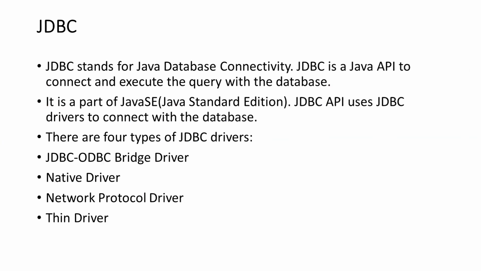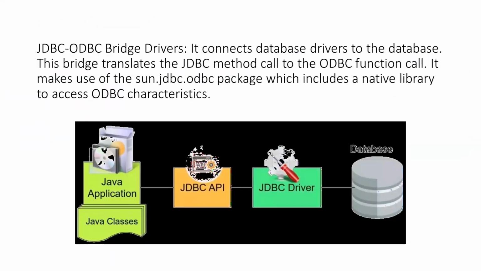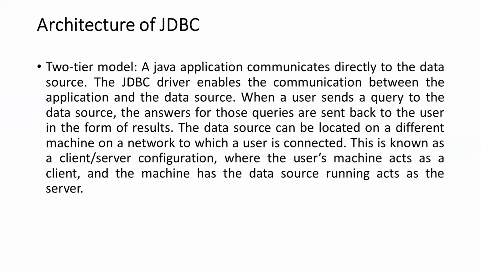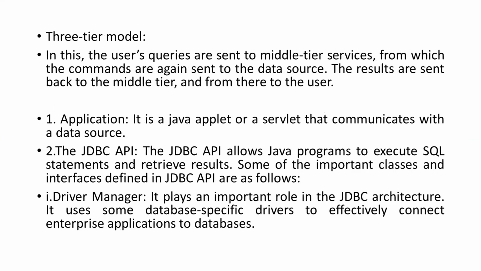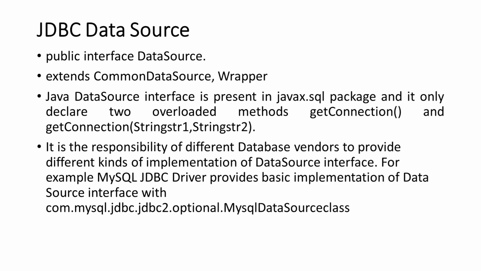JDBC stands for Java Database Connectivity. You will have four database drivers. So: Java application, JDBC API, JDBC drivers. You have two types of architecture in JDBC: two-tier architecture, where only a client and server communicate, and three-tier architecture, with a driver manager in between. That is what we are going to see in the next video: what is a driver manager, what it supports, which driver managers there are, and how the driver manager is selected according to our compatibility.